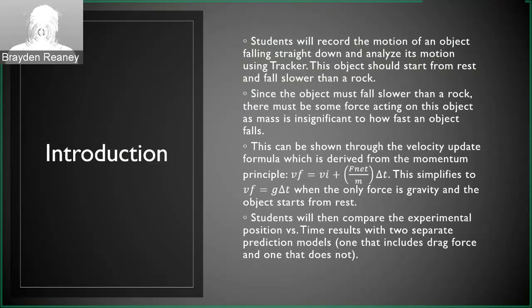This object should start from rest and fall slower than a rock. Since the object must fall slower than a rock, there must be some force acting on this object, as mass is insignificant to how fast an object falls. This was proven over 400 years ago by Galileo.